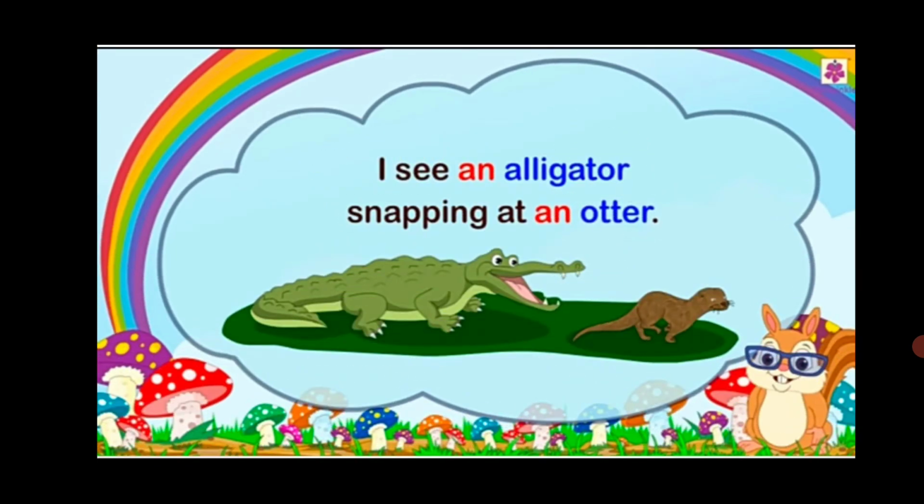Next example, see. I see an alligator snapping at an otter. Can you see here? We used here an before the words that started with vowels A and O. This is alligator and this is otter. Understood, children?